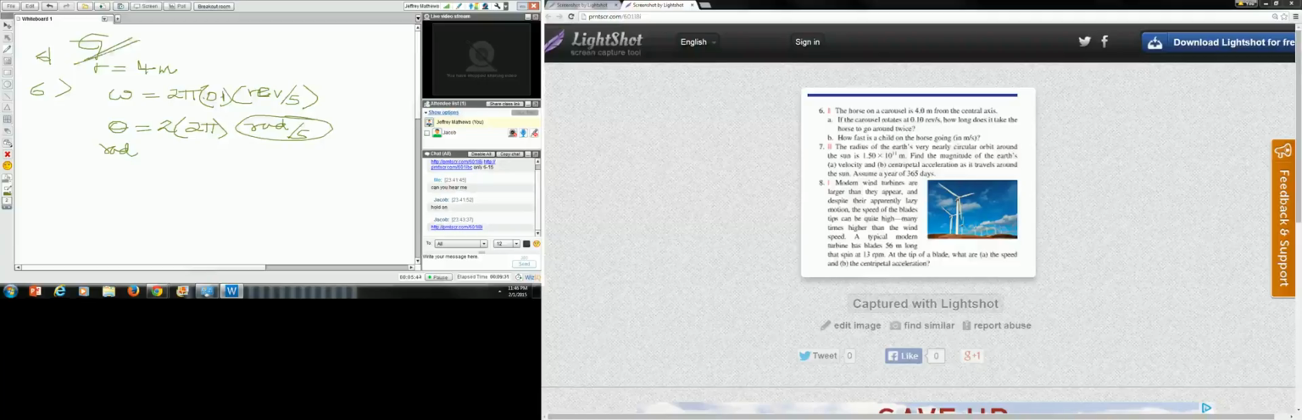And what is being asked here? How long does it take for it to go around twice? What is being asked, Jacob? In terms of variables, what are they looking for? Force, meters, distance, time? Time.